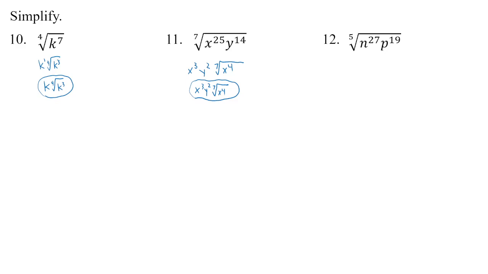All right, next to number 12, we have the 5th root of n to the 27th power, p to the 19th. Well, 5 goes into 27 5 times with remainder 2. 5 goes into 19 3 times with remainder 4. Therefore, your solution is n to the 5th, p to the 3rd, times the 5th root of n to the second p to the fourth.